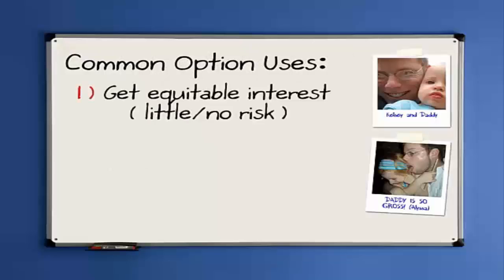Common uses of an option agreement: getting equitable interest with little or no risk. Now, equitable interest is legal interest in a property, and it's something that you need in order to be able to market a property for sale before you actually buy it. Okay, I know this may sound a little technical. Feel free to rewind the video if you need to in order to really wrap your mind around this, but this is important. And when I went through realtor school, this is the way it was explained to me.